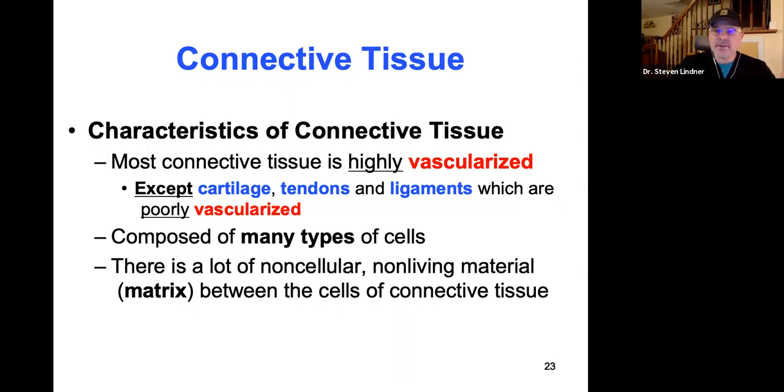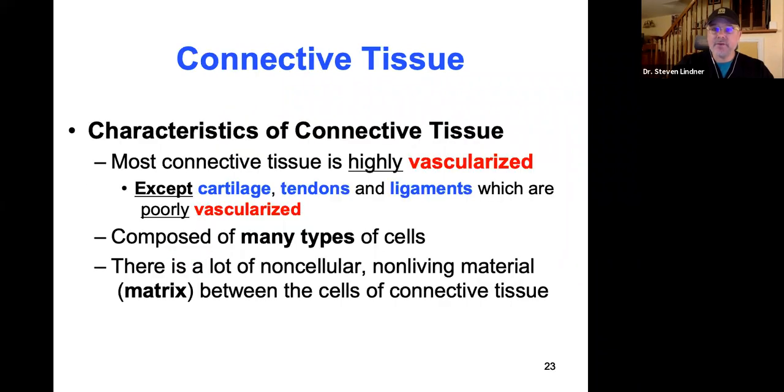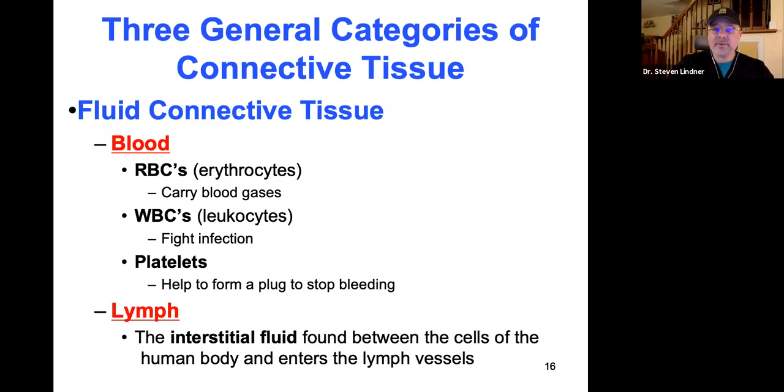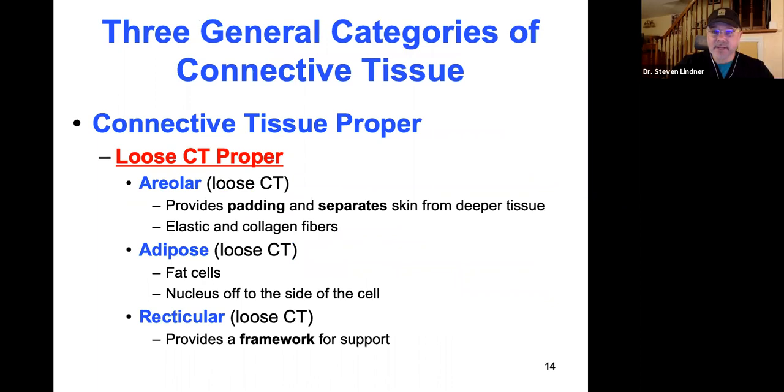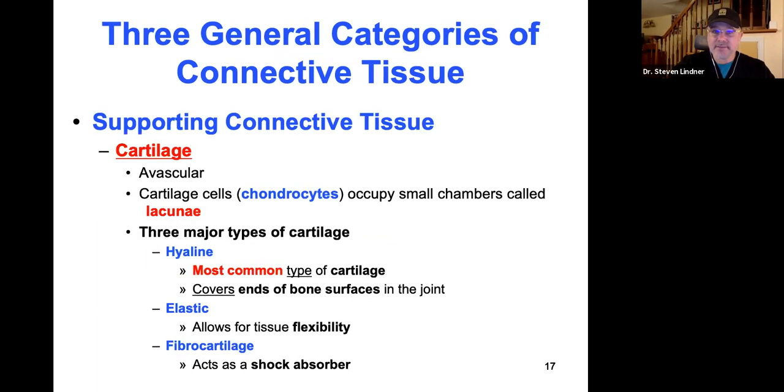And then we'll talk a little bit about whether or not certain tissues have a good blood supply or they don't have a good blood supply, meaning are they vascular or avascular? And then we'll get into muscle and nerve. So let's go back to connective tissue. Again, there's loose connective tissue, dense connective tissue, fluid connective tissue, and then supporting connective tissue.